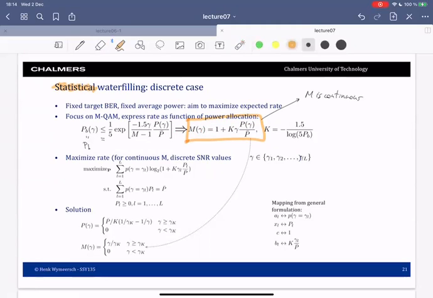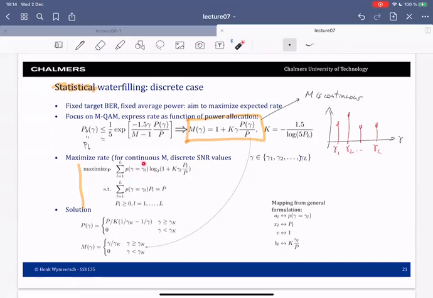And now we can formulate an optimization problem of this form where we maximize the total rate. So for each SNR, and the SNR can only take on discrete values, so the SNR, instead of a continuous distribution, is now some kind of discrete distribution, taking values gamma 1, gamma 2 till gamma L with some probabilities.